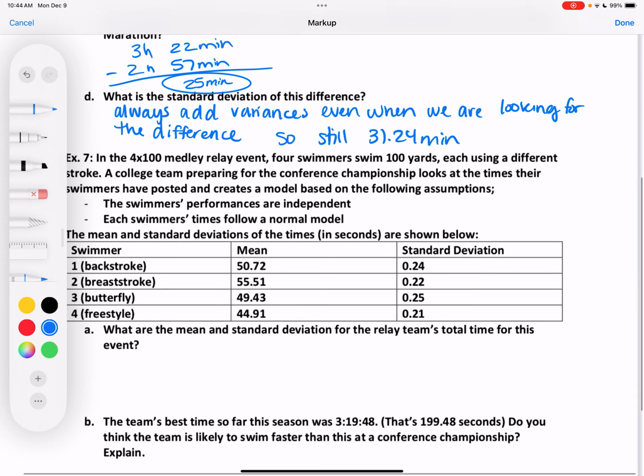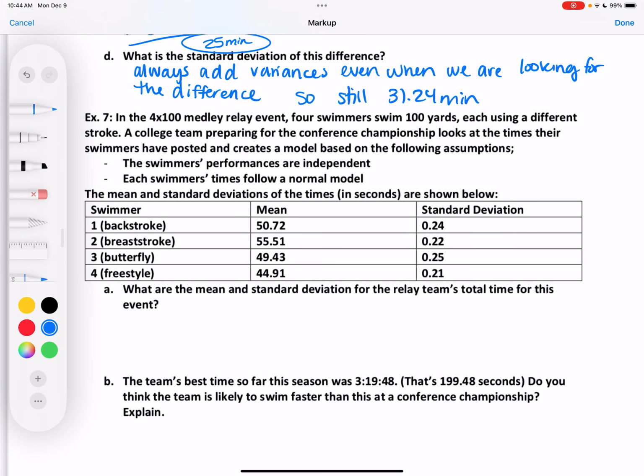All right, this next one. In a 4x100 medley relay event, 4 swimmers swim 100 yards. Usually it's meters, but okay. Each using a different stroke. A college team preparing for the conference championship looks at the times their swimmers have posted and creates a model based on the following assumptions.